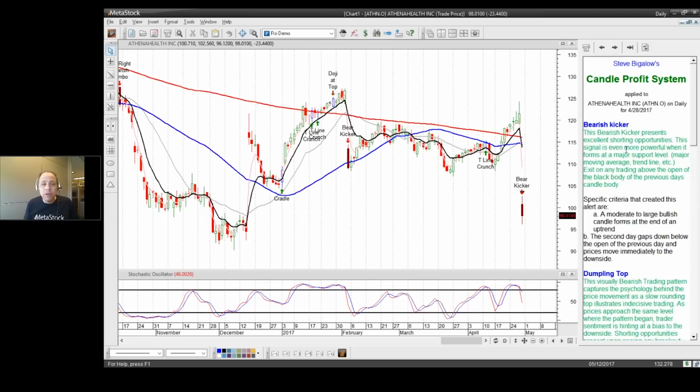What it allows you to do is identify these trades. Instead of looking at 6,000 charts, you can look at just the ones that have opportunities. And really, that's kind of what you want to be able to do in the market.